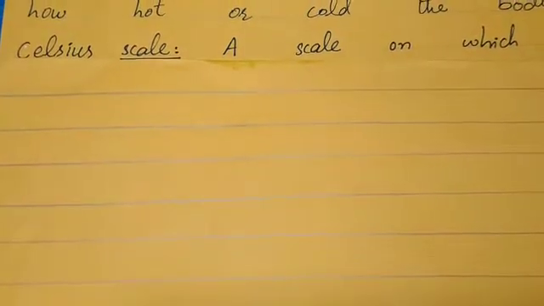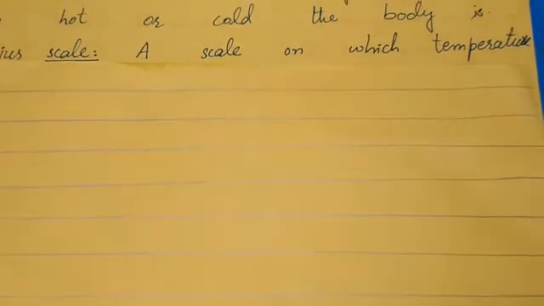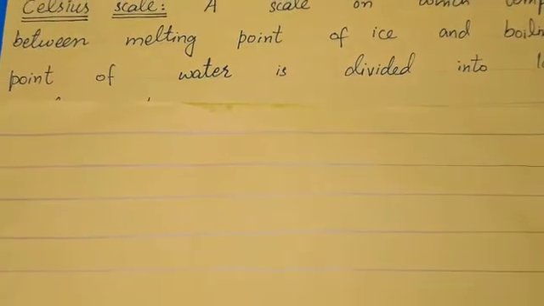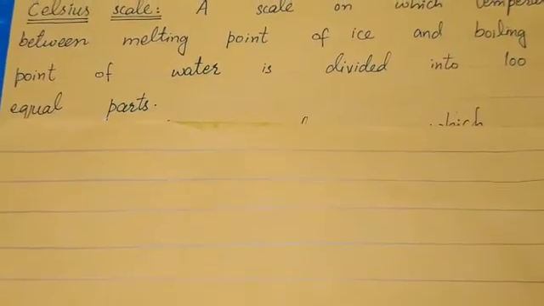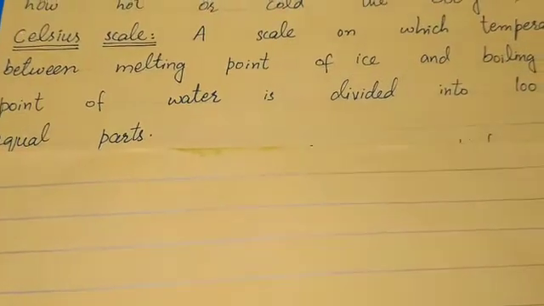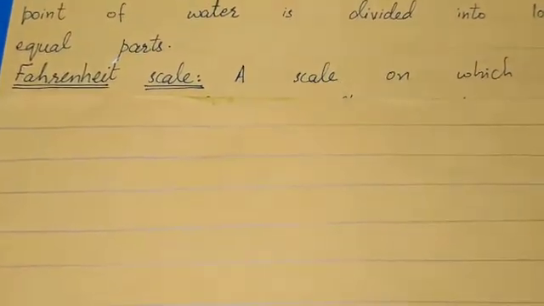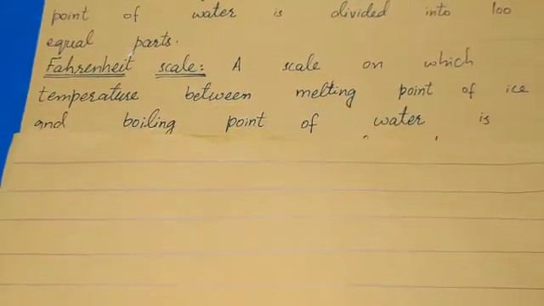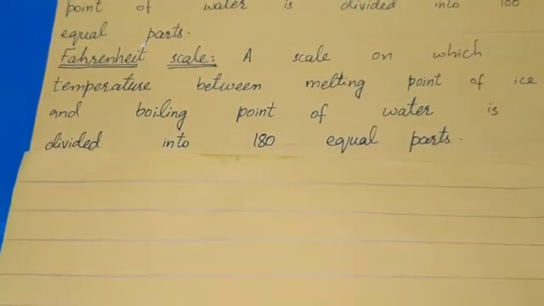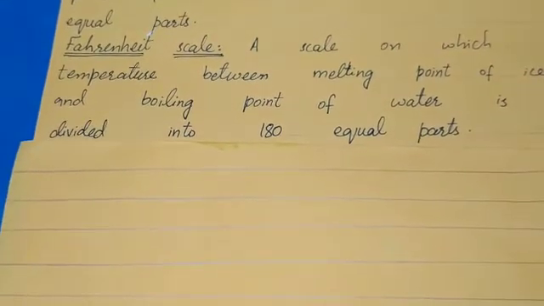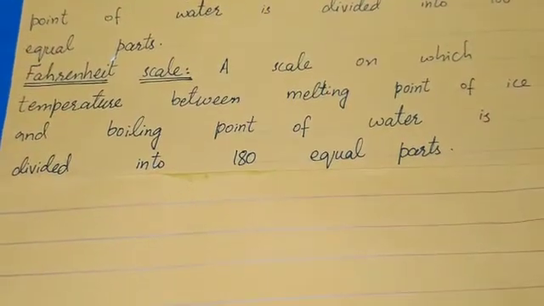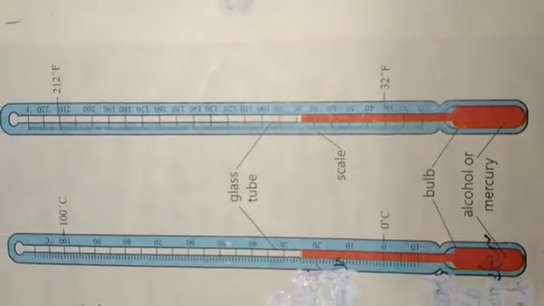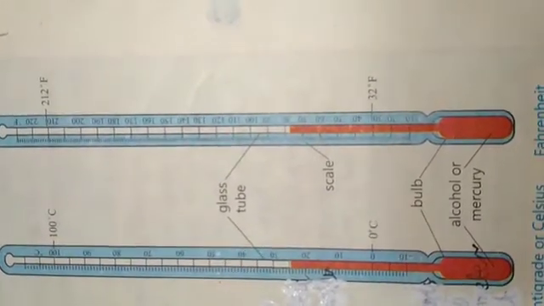One is the Celsius scale, a scale on which temperature between melting point of ice and boiling point of water is divided into 100 equal parts, is called Celsius scale. Next is Fahrenheit scale, a scale on which temperature between melting point of ice and boiling point of water is divided into 180 equal parts, is called the Fahrenheit scale. It means that Celsius scale is divided into 100 equal parts and Fahrenheit scale is divided into 180 equal parts.